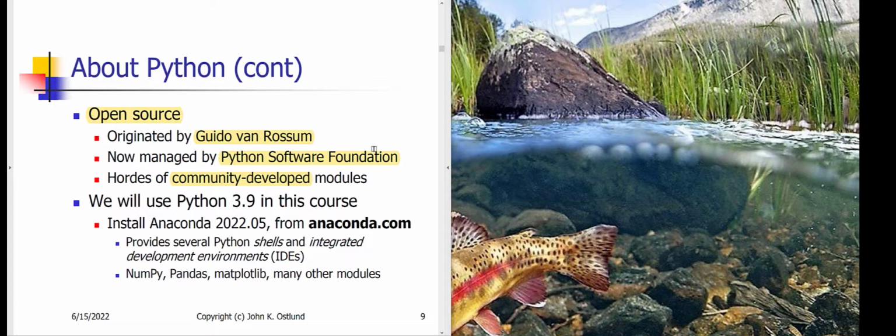Now, we are going to be using, in this course, a version of Python called 3.9. And in particular, we're going to be installing a package called Anaconda. The version is 2022.05, so it was released in May of this year. You can obtain this Anaconda from anaconda.com. And you can take a look at my installation video about how to go about doing that.